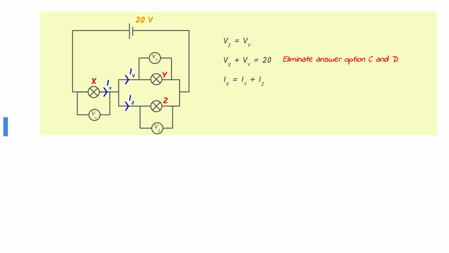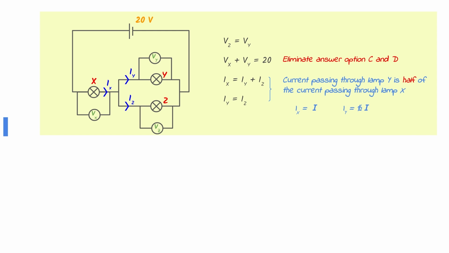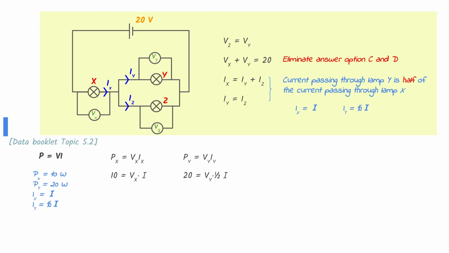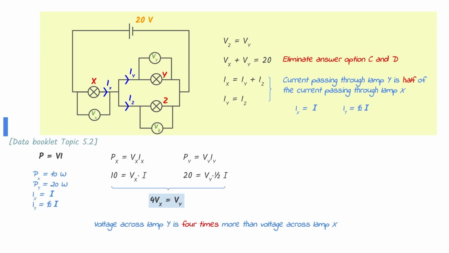The current passing through lamps Y and Z adds up to the current passing through lamp X. The currents through lamps Y and Z are equal to each other since both lamps are identical. This means that the current passing through lamp X is double the current passing through lamp Y. Use the power equation given in the data booklet to form an equation for lamp X and lamp Y. Put in the values. After combining the two equations, we can derive that the voltage across lamp Y is 4 times the voltage across lamp X. Therefore, the correct answer is 4 volts for lamp X and 16 volts for lamp Y.